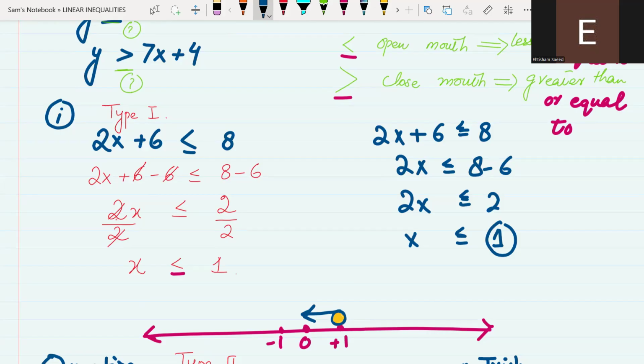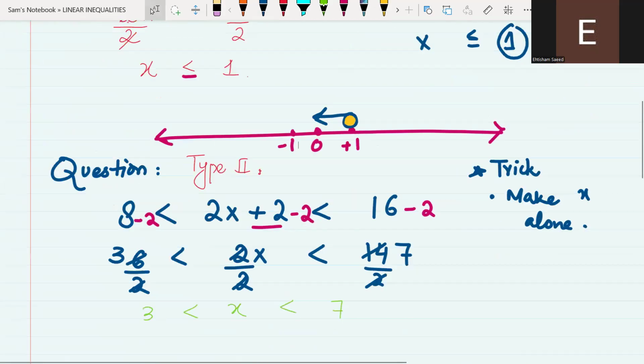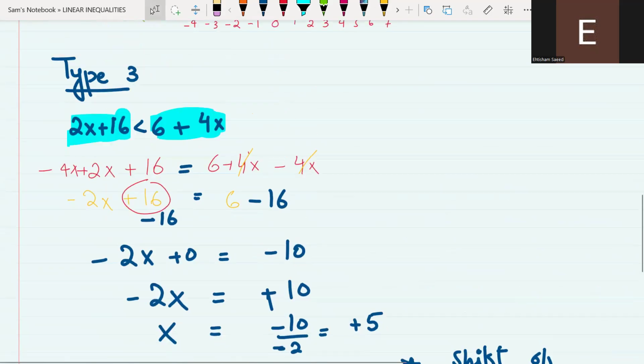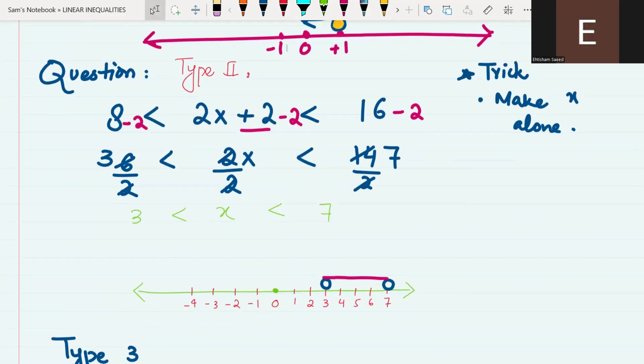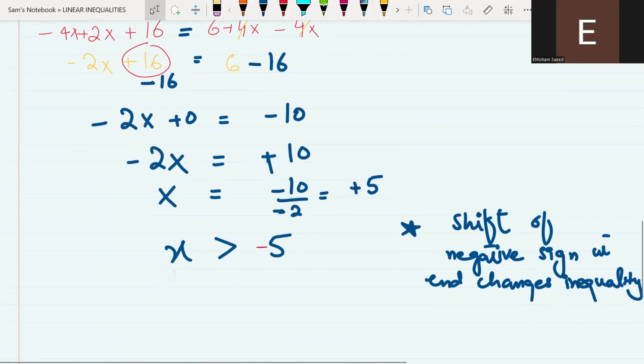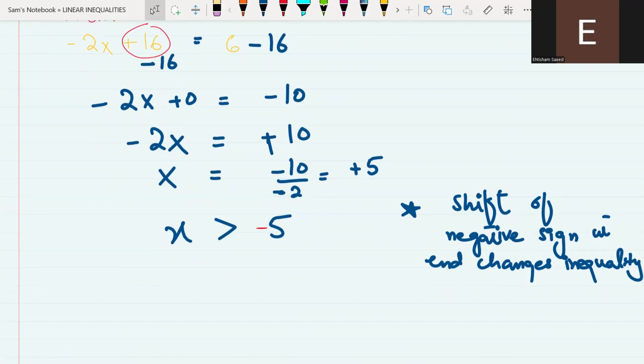Clear? Okay. Now we have discussed these inequalities, but we can deal with them the way we deal with equations. Only one thing that I told you about, the exception: when the negative sign moves to the other side at the end, then obviously the sign changes. Here the negative sign was cut.